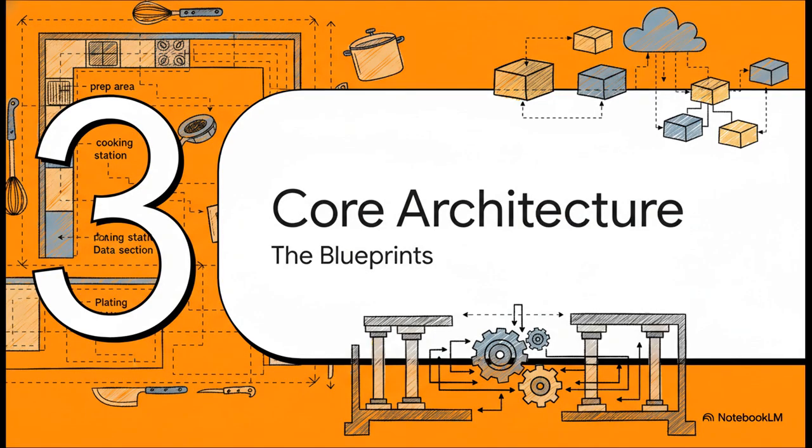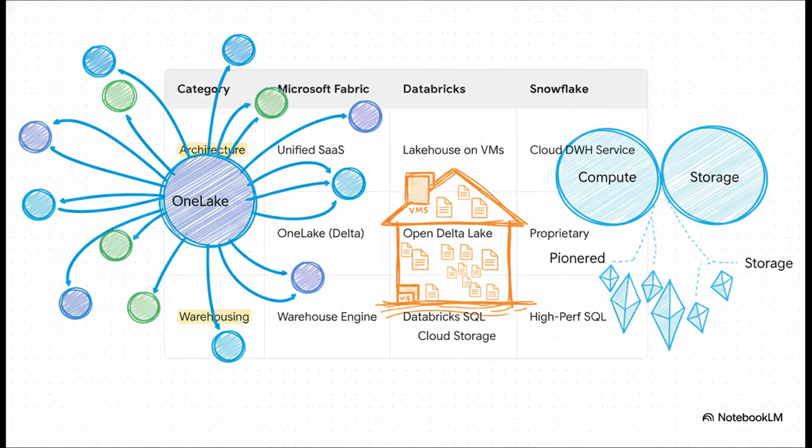Okay, so we've got the high-level vibe of each kitchen. Now let's go a level deeper and actually look at the blueprints. Because how these kitchens are fundamentally built, well, that determines pretty much everything about how they work and what they're good at. And this is where you can really see their fundamental differences.